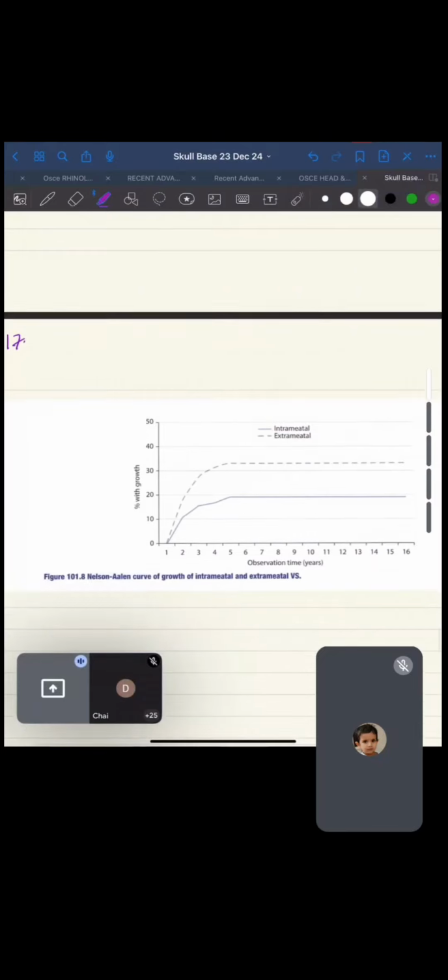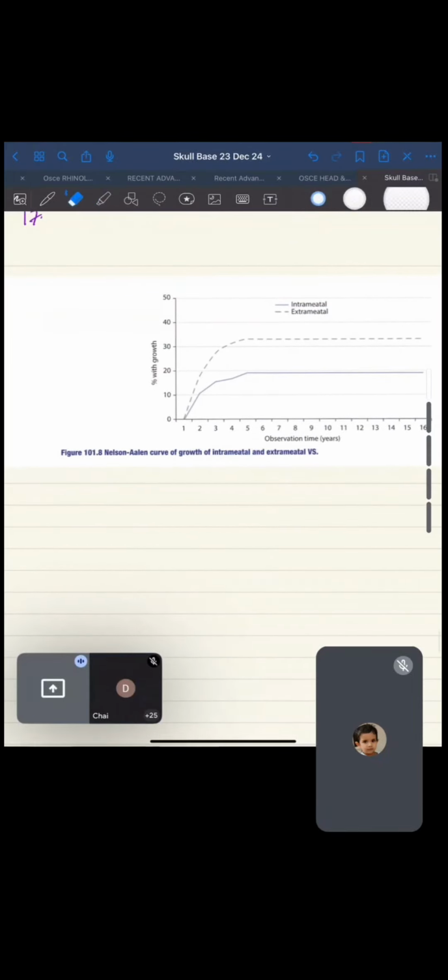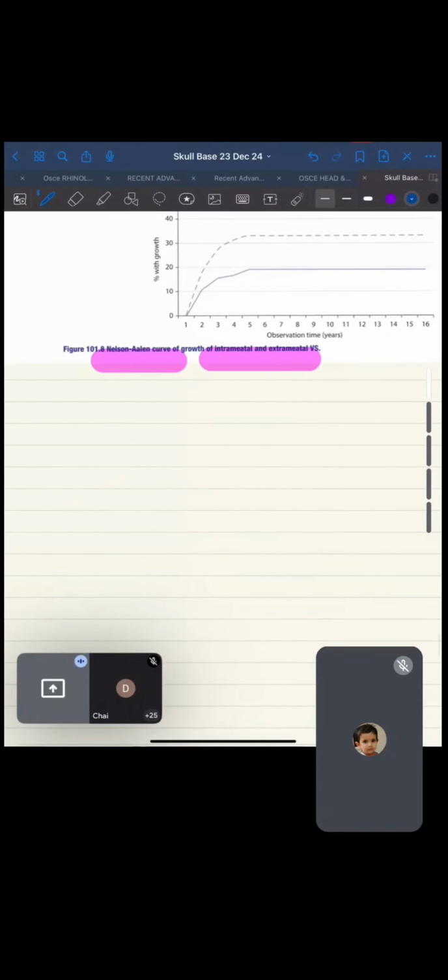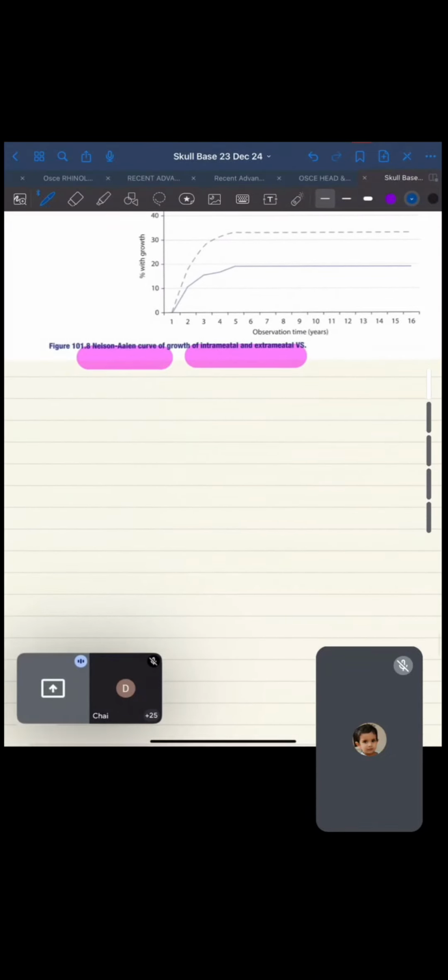Over here only there is one named curve. Please remember it. The name of this curve is the Nelson-Allen curve, which shows you the growth of intrameatal and extrameatal vestibular schwannoma. There are two named curves which you will find while preparing for this. One is the Nelson-Allen curve, then the second will be the Kaplan-Meier curve. Please remember it. Along with it, please read the hazard ratio. If you don't get the answer, again do message me. You can message me multiple times, n number of times, till the 25th.